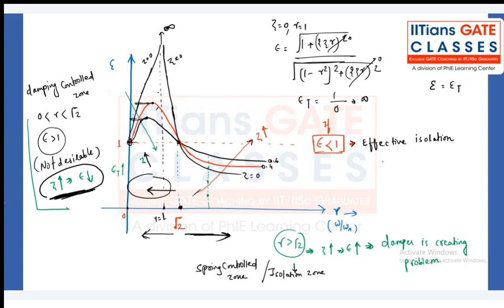Definitely you have to increase zeta. That's why it is called the damping control zone. Damper is not at all creating a problem. Of course, this zone is the worst zone because transmissibility is more than 1.